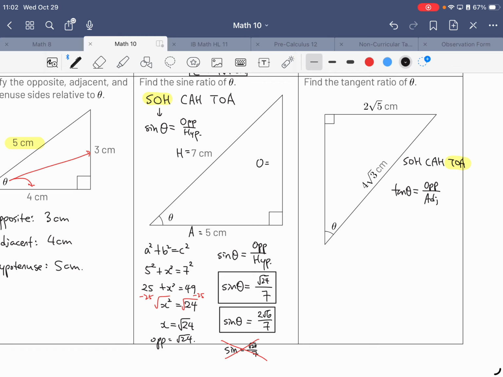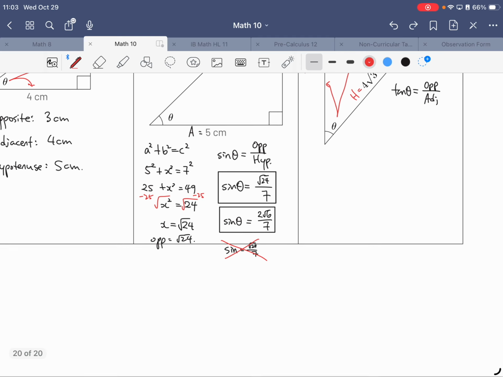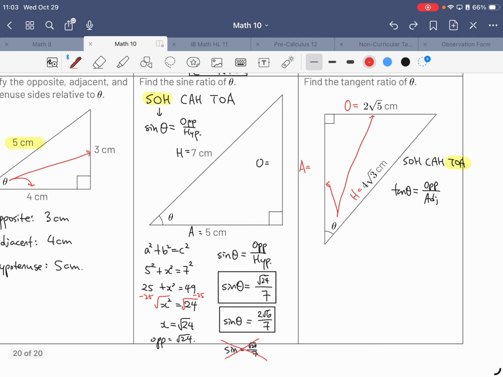Well, let's identify the sides according to the theta in this triangle. First off, I know that the longest side is going to be the hypotenuse. I also know that the opposite of theta is going to be 2 square root 5. So O is 2 square root 5. And what about the adjacent? Do I know the adjacent side? I don't know. So my goal is to find the adjacent side. How do I find the unknown side of a right angle triangle? I need to use the Pythagorean theorem.